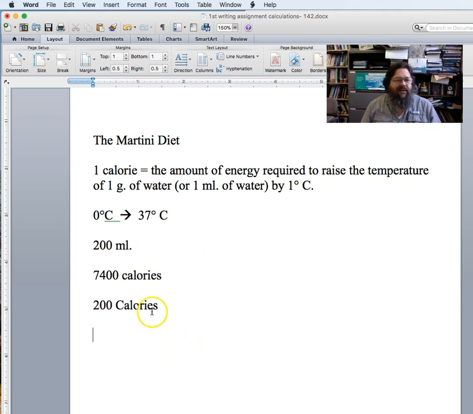There's one key thing that I did here that you may or may not have noticed. When I gave the definition for calorie, I used a lowercase c. When I wrote the total number of calories that I need to heat up that martini, I used a lowercase c. But when I switched to the diet book, I switched to a capital C. And it turns out there's a difference between capital C calories and lowercase c calories. One capital C calorie is actually equal to 1 kilocalorie, which is equal to 1,000 lowercase c calories.